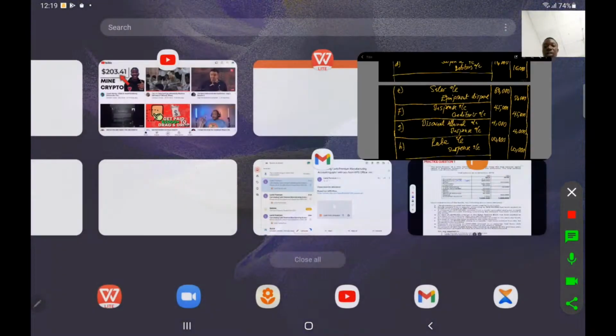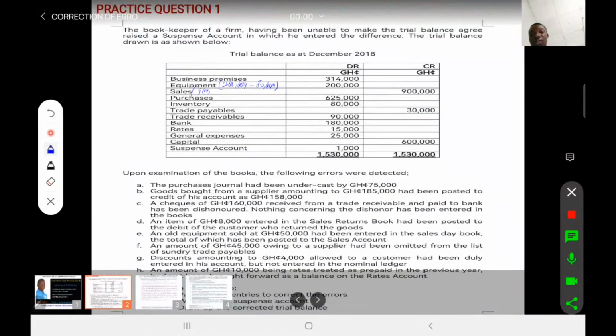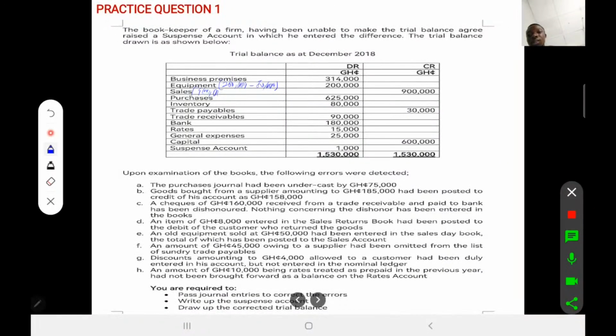So when it comes to the sales too, this is what you're going to do. Look at the figure here, which is 900,000, minus 50,000. Then you add. So the one that was undercast, you add back. The one that was overcast, you subtract. It depends on the entries that they actually have in that case. So that's how we actually corrected the error.